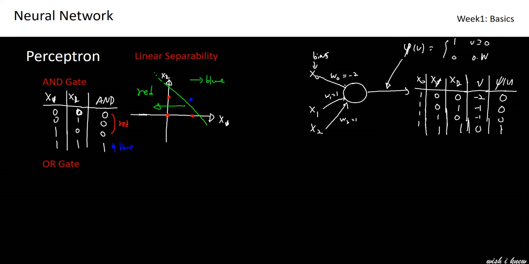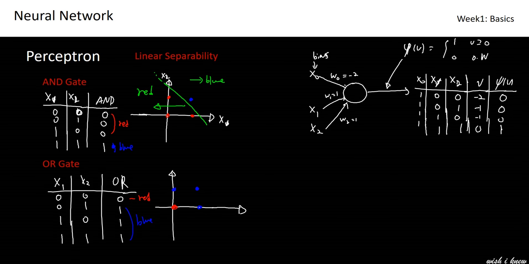So we can classify this AND gate result. When x1 and x2 are 1, it's blue. So we can classify these inputs. The idea of the OR gate is the same. We can draw the green line like this.